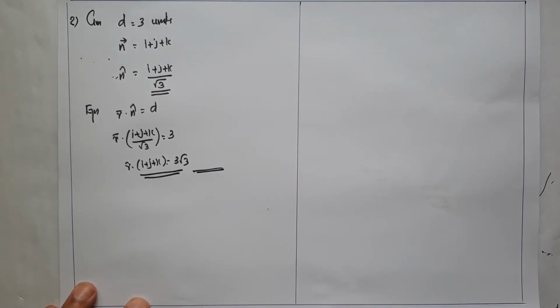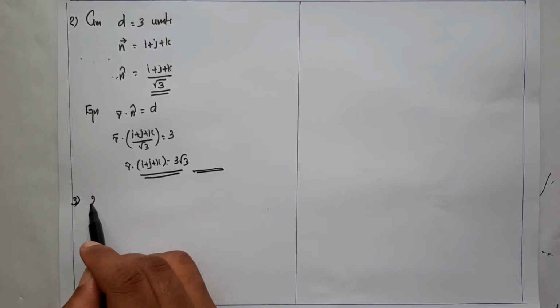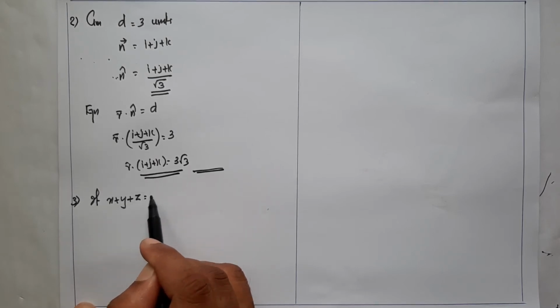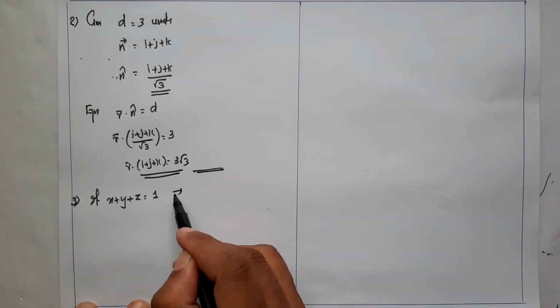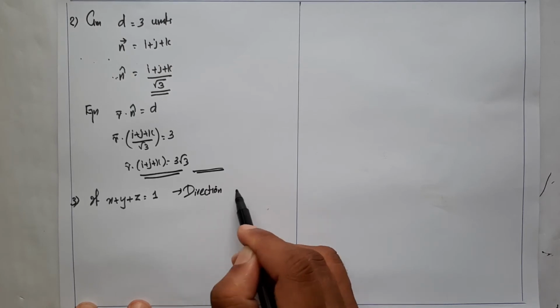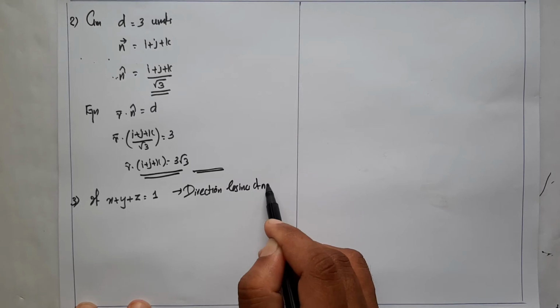Next question is: if x plus y plus z is equal to 1, determine the direction cosines of the normal to the plane and the distance from the origin. Determine the direction cosines of the normal to the plane.